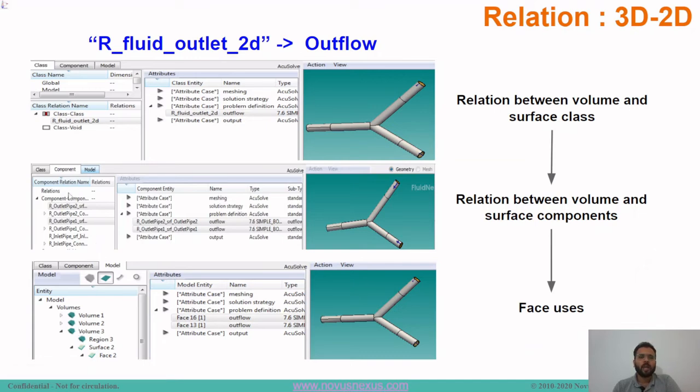We can similarly check component tab and model tab. In component tab, the two attributes are created as they are the two different legs components, and in model tab this attribute is split into two as there are two surfaces, or face uses, on which the attribute outlet boundary condition is passing.